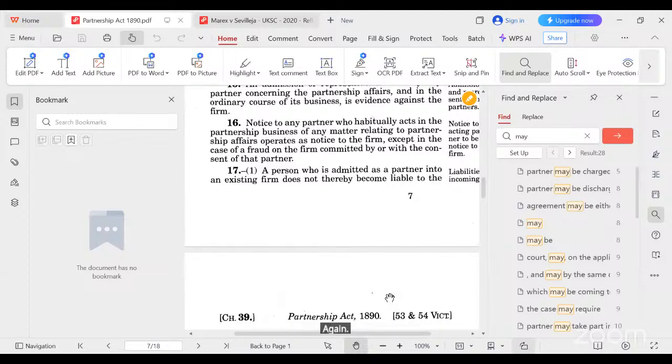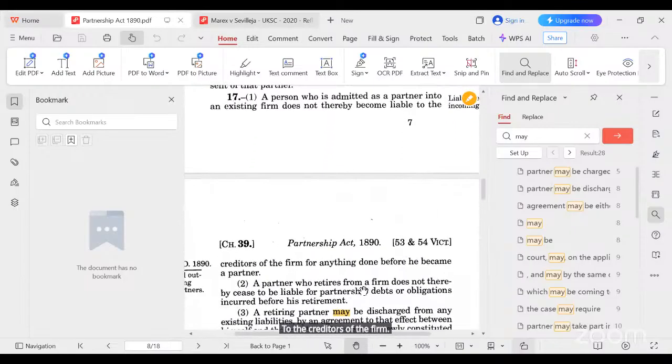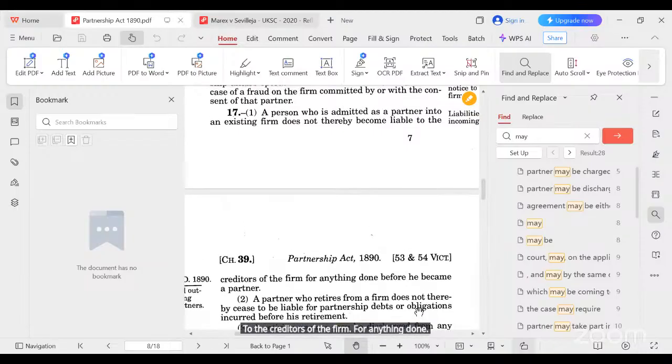Again, a person who is admitted as a partner into an existing firm does not thereby become liable to the creditors of the firm for anything done before he became a partner. So I want to ask you, class, this section I just read, how would you classify it? Does it enable, or does it state a position of law that is mandatory, from the ones we have been doing? How would you relate it to subsection 1 I just read?